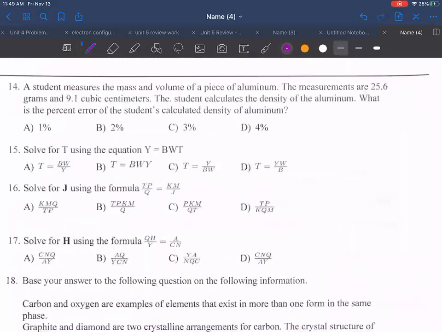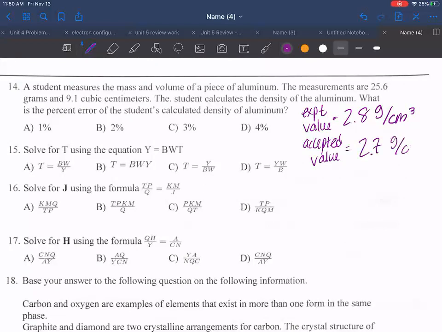Number 14. So here's kind of a 2-parter. It's talking about a student measuring both mass and volume, and they're going to calculate the density of aluminum. And so you had to look up an accepted value of aluminum and calculate percent error. So if you figured out the density, you should have gotten 2.8 grams per cubic centimeters. This is the experimental value. And so now we're going to have to use our accepted value, which if you looked it up, is 2.7 grams per centimeters cubed.